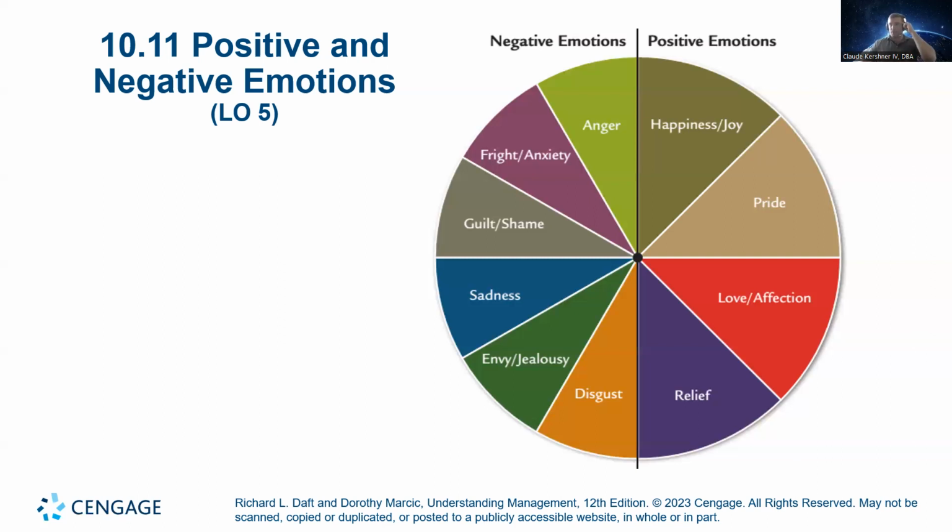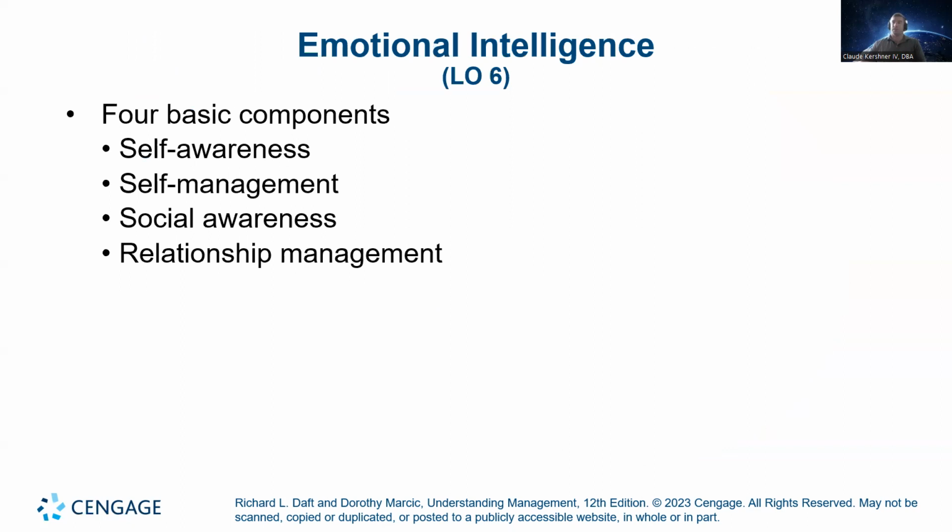And so, where does your mind go to? Does it go to sadness, guilt, shame, fright, anger, jealousy, disgust? That would be the negative emotional side. And then the positive emotional side, does your mind go to joy, happiness, pride, love, affection, relief? These are important things to understand about emotions in ourselves and those around us.